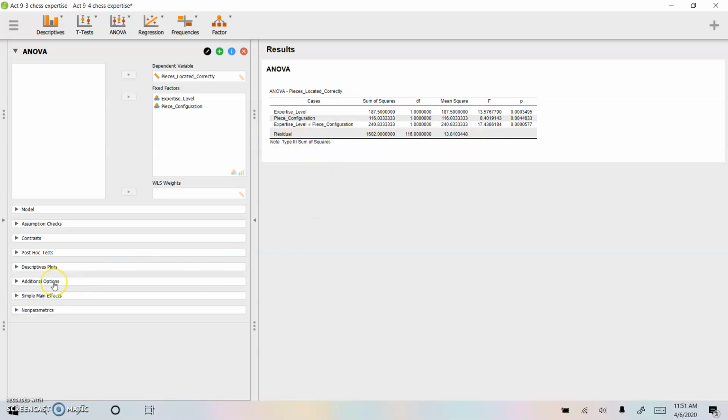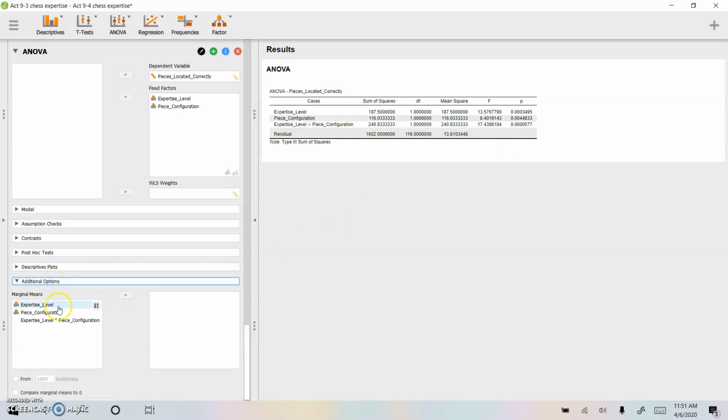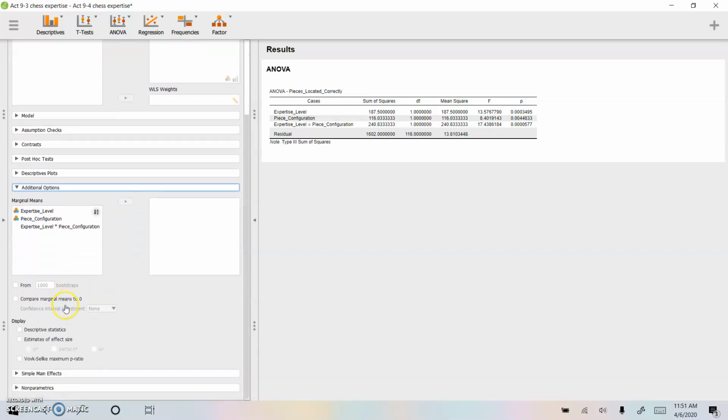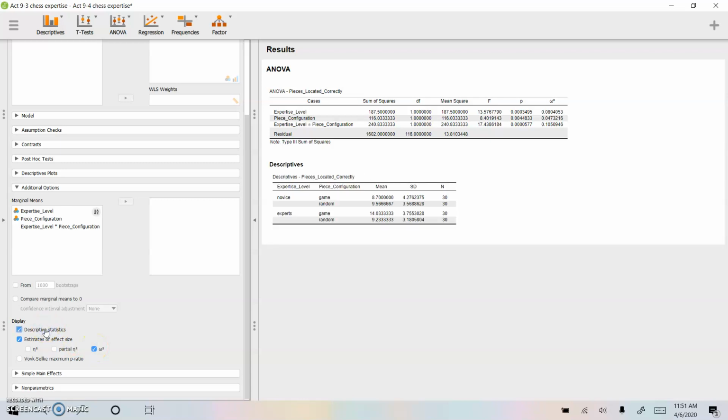To get the effect sizes, you need to click on Additional Options. And under Display, click on Estimates of Effect Size, and we're just going to get omega squared. You could also get other effect sizes as well, but we're just working with omega squared here. While you're here, get descriptive statistics as well.